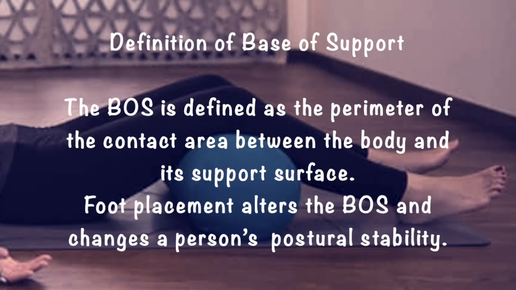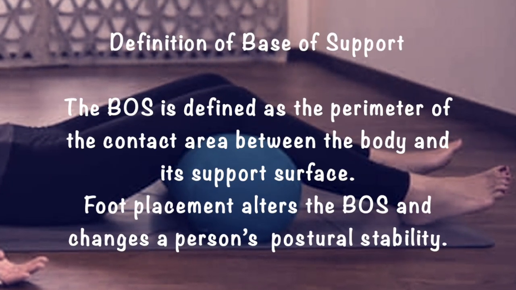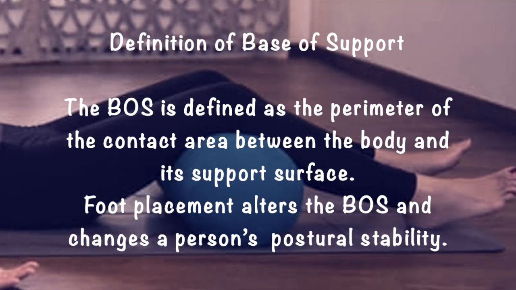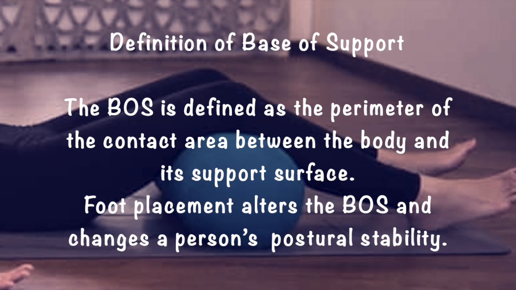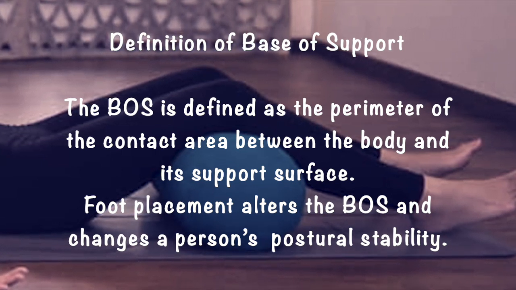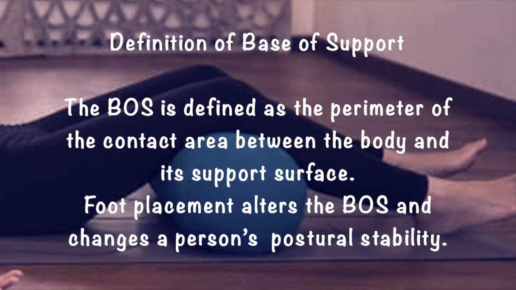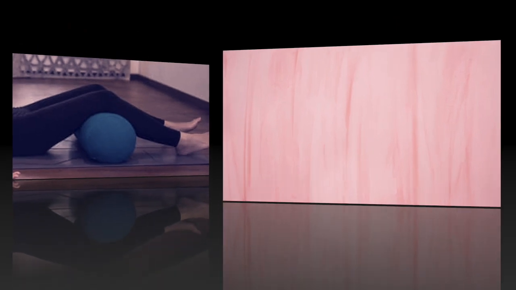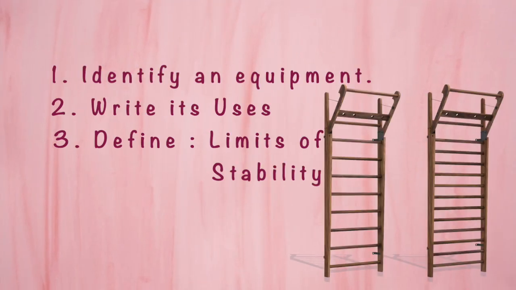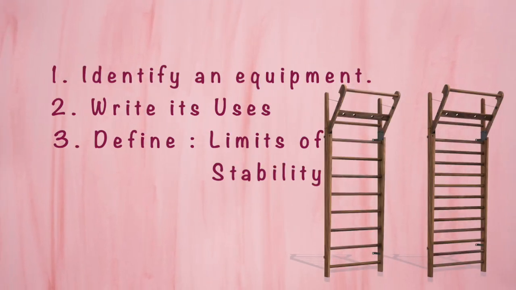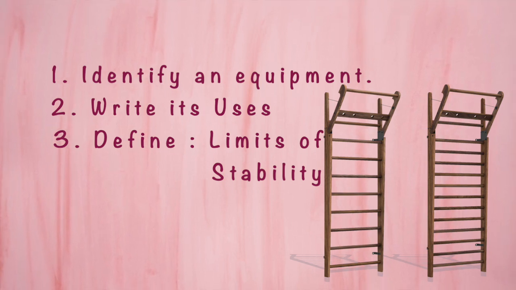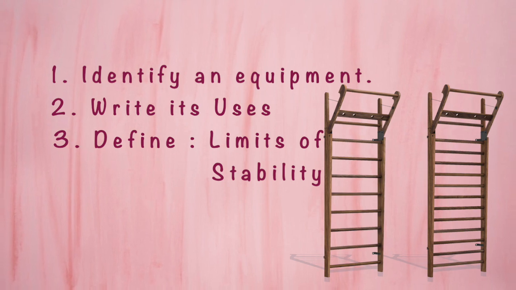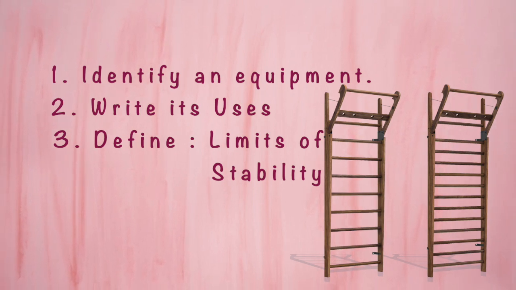Now, the definition of base of support. The base of support is defined as the perimeter of the contact area between the body and its supporting surface. The foot placement alters the base of support and changes the person's postural stability. The last flashcard topic for today's video is about wall bar. These are the questions. Identify an equipment, write its uses and define limits of stability.